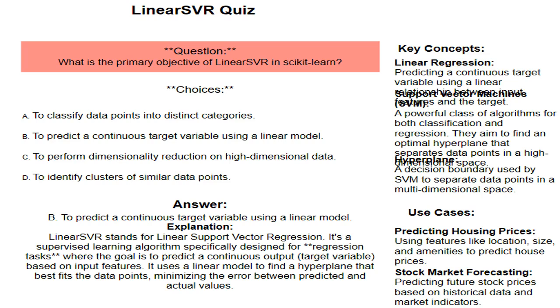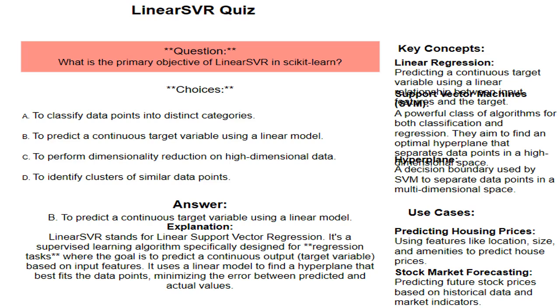A. To classify data points into distinct categories. False. Linear SVR is designed for regression, which focuses on predicting continuous values. Classification tasks involve categorizing data into distinct groups. This choice describes the goal of classification algorithms, not linear SVR. B. To predict a continuous target variable using a linear model. True. This is the accurate description of linear SVR's purpose. It utilizes a linear model to find a hyperplane that best fits the data, enabling it to predict continuous target values based on input features.